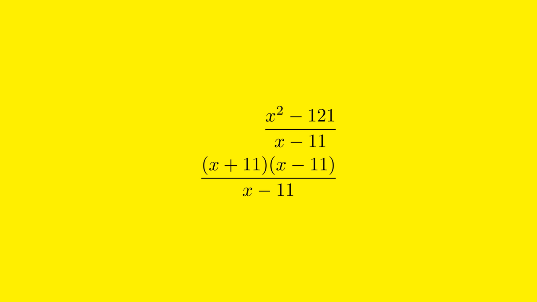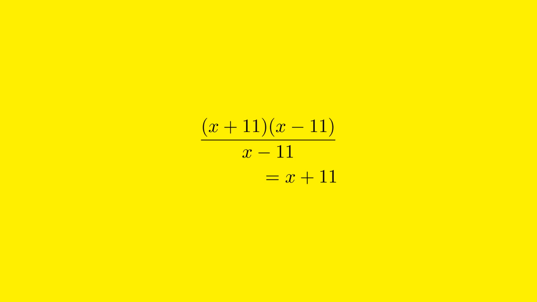The numerator x squared minus 121 is a difference of squares. We can factor it as x plus 11 times x minus 11. Now the expression looks like this. x plus 11 times x minus 11 divided by x minus 11.